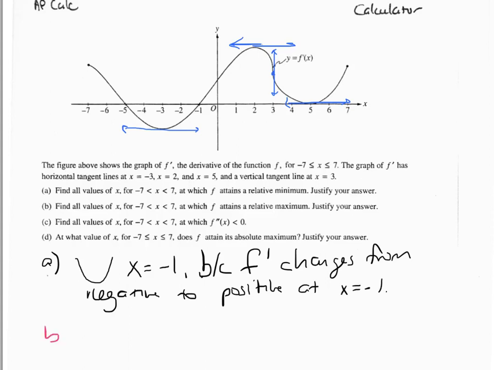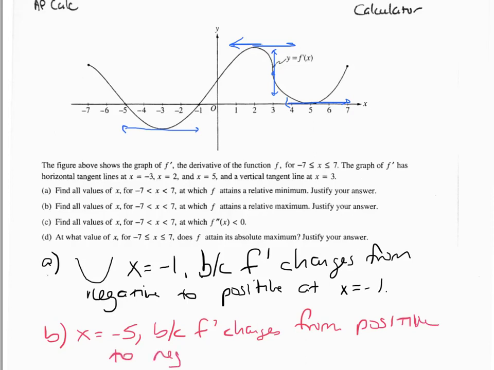Okay, part B. Now we're looking for a relative maximum. So that'll change where the derivative changes from positive to negative. That's happening at x equals -5, positive values to negative values. So now positive to negative, -5.